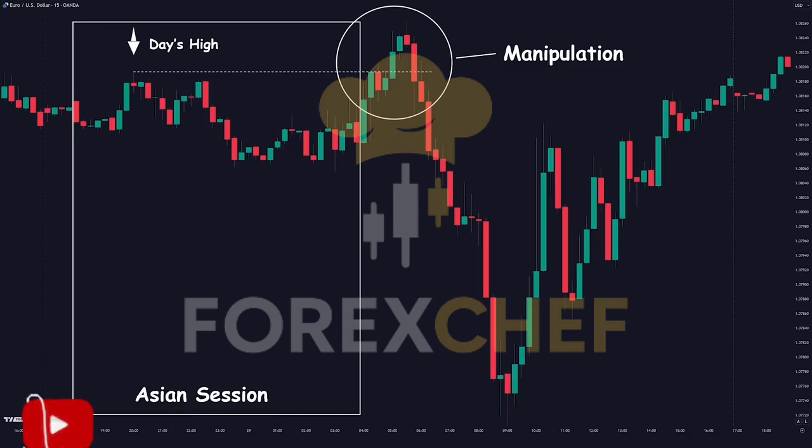By using daily highs and lows as part of your trading plan, you can take advantage of these key price levels and increase your chances of making successful trades.